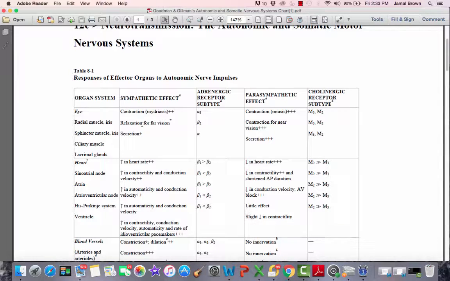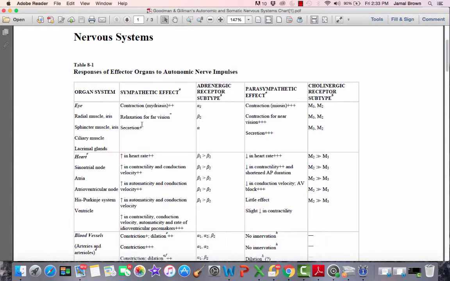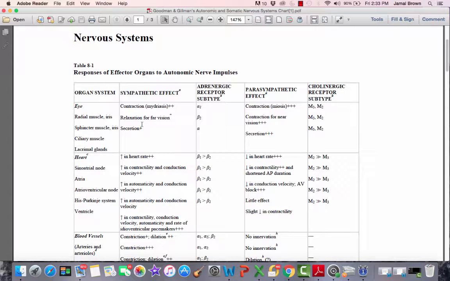So we're going to talk about a few organ systems. We're going to talk about glaucoma, so the eye. We'll talk about the heart with blood pressure. Also, we're going to talk about BPH coming up in a few weeks, and we're going to talk about asthma. So I'll try to give a few quick examples.